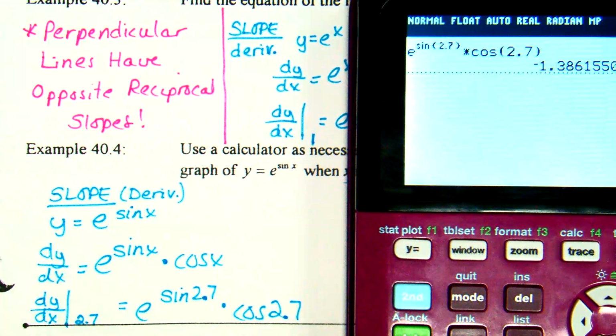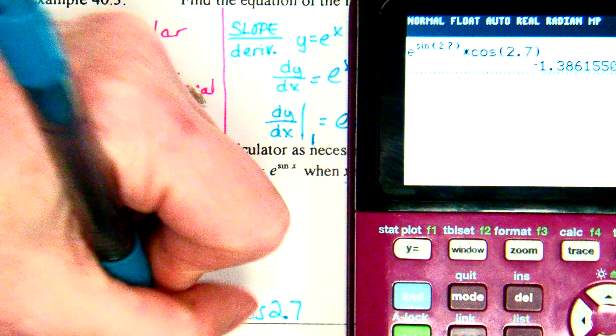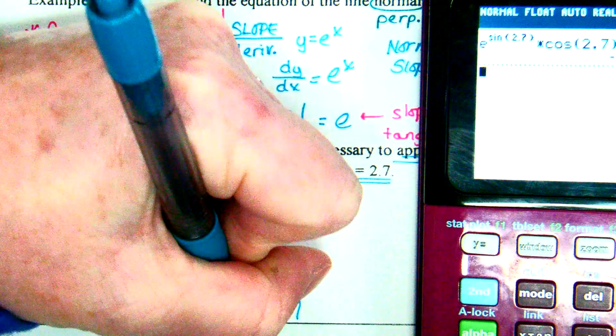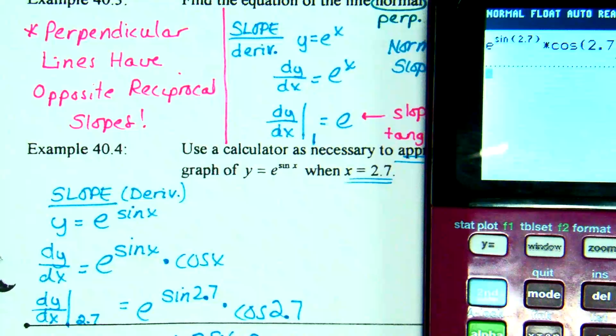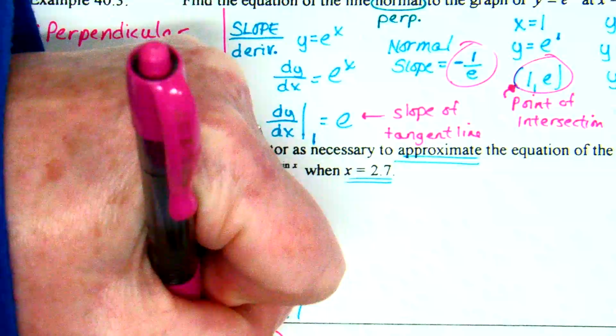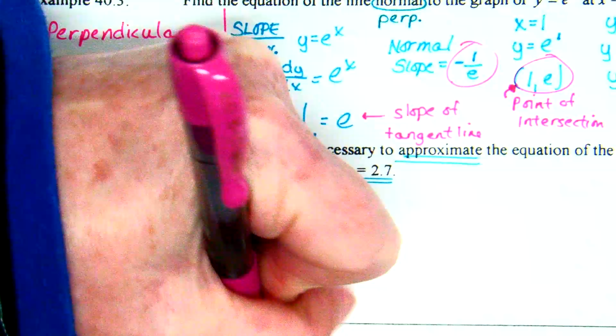Negative 1.386155048. Okay, this book uses 4 decimal places. You need minimum of 3 for calc test. Negative 1.3862. What is that? Okay, this is slope of the tangent line.